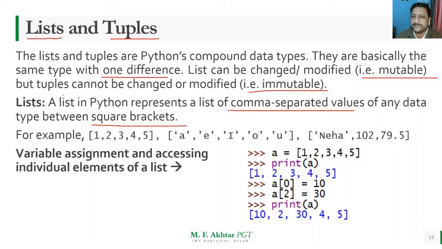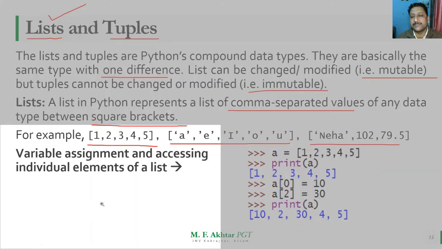Okay, so a list in Python represents comma separated values of any data type between square brackets. If we put values between square brackets separated by commas, then it becomes a list. We can put any type of value within square brackets separated by commas to make a list. It may be numbers, text or letters, or a combination of both.